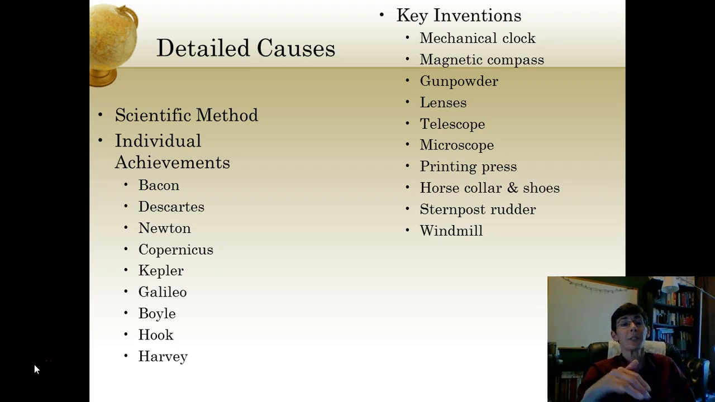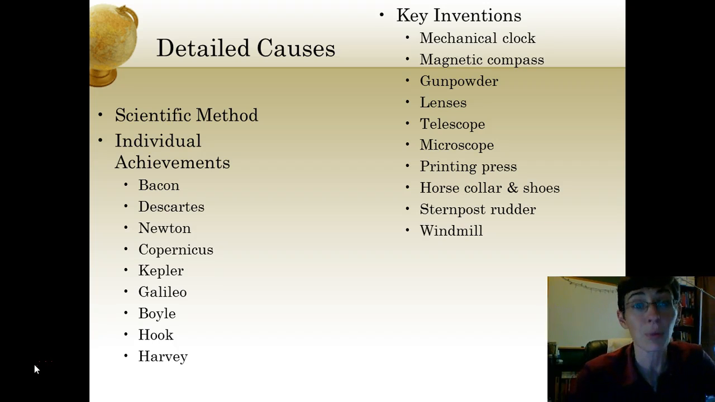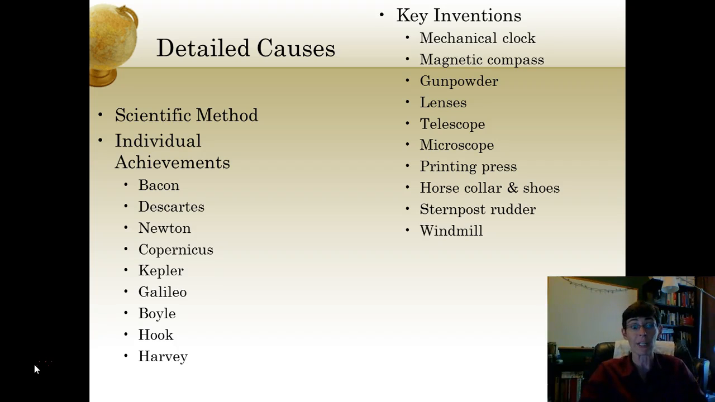Now, some people we need to talk about, some individuals who had very important achievements. We're going to talk about these folks in detail during the course of part 1 and part 2 of these video lessons. So Bacon, Descartes, Newton, Copernicus, Kepler, Galileo, Boyle, Hooke, and Harvey. Those are key scientific revolutionaries that you should be involved in. You will notice that some of these people will also shift into the Enlightenment period as well. Descartes is a prime example of somebody who's really important for the Enlightenment. So is Newton.